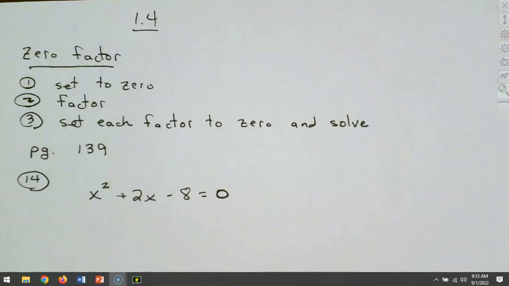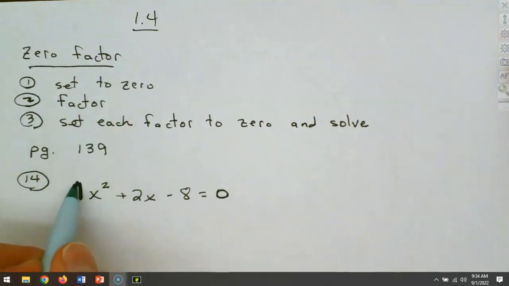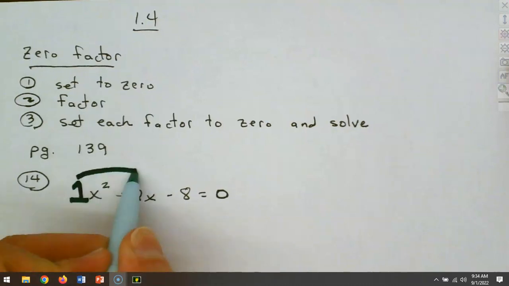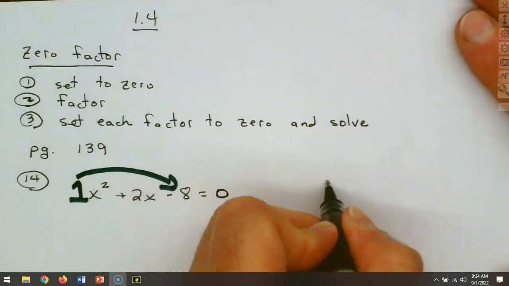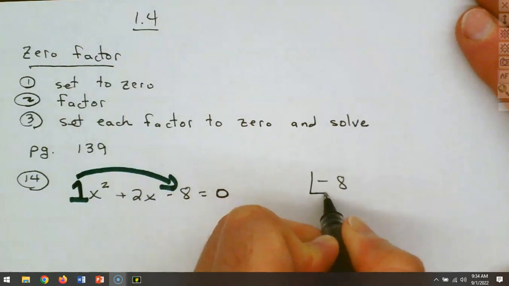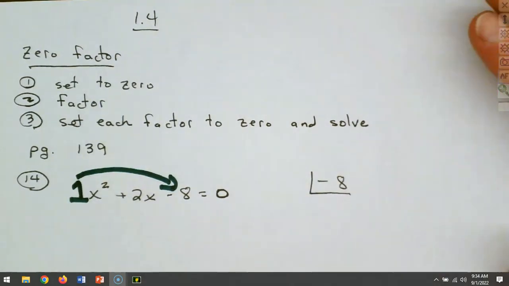So what we first need to do is we're going to apply zero factor, and we need to make sure it's set to 0. Has it already been set to 0? Yes. If it's not been set to 0, then we make it equal to 0. In this case, it's already set to 0. Now, what we do is if there's no number in front of the x squared, we're going to put a 1 here. And then we take the first number and we multiply it by the last number. So 1 times a negative 8 is a negative 8. So that goes in a box over here.